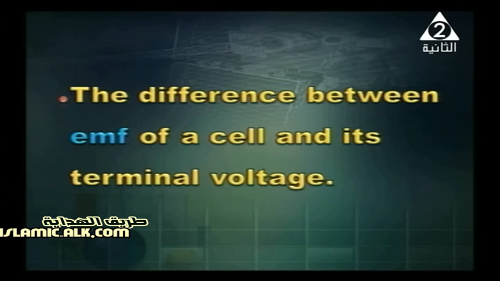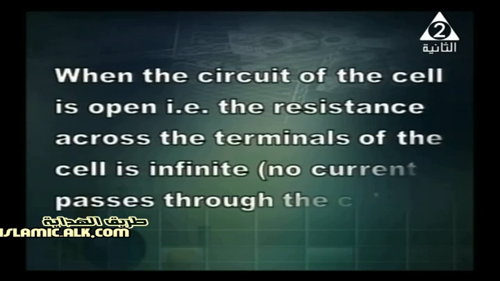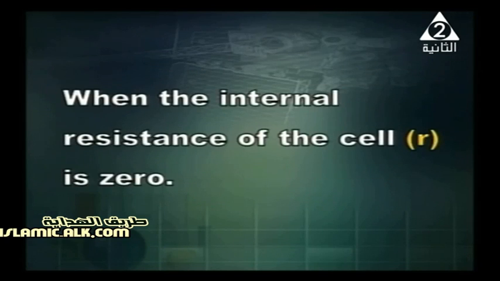When does the difference between EMF of a cell and its terminal voltage equal 0? So it asks when actually EMF of a cell is equal to its terminal voltage. As a matter of fact, it happens in two cases. When the circuit of the cell is open, that is to say, resistance across the terminals of the cell is infinite. No current passes through the cell, then EMF of the battery equals terminal voltage. Also, it happens when the internal resistance of the cell is 0.